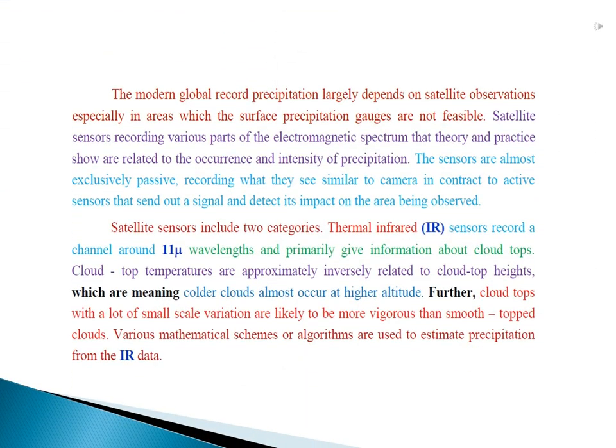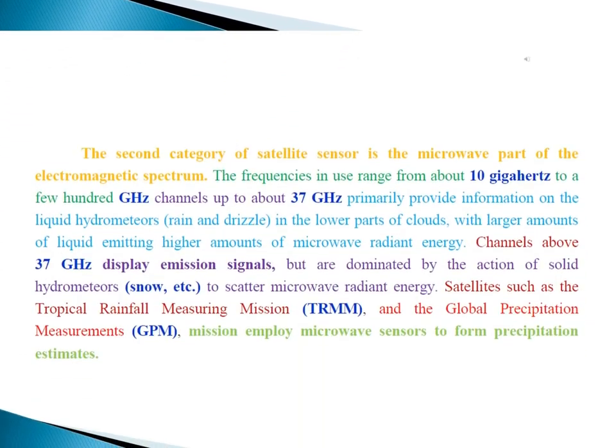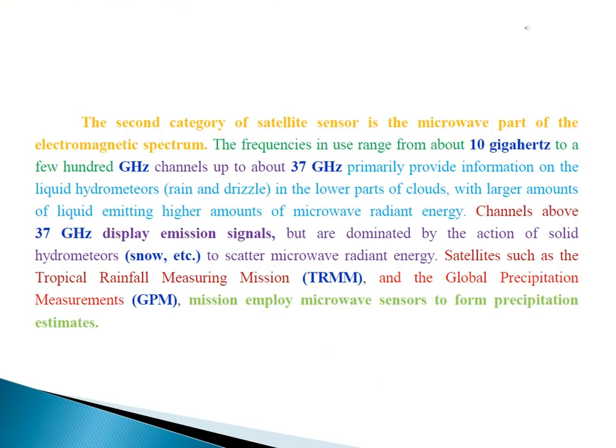The monitoring of global precipitation largely depends on satellite observation, especially in areas where surface precipitation gauges are not available. Satellite sensors record various parts of the electromagnetic spectrum that theory and practice show are related to the accuracy and intensity of precipitation. Look, my dear, satellite sensors include two categories, the thermal infrared and the microwave parts of the electromagnetic spectrum.